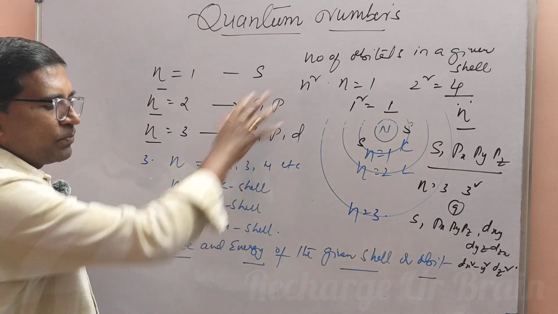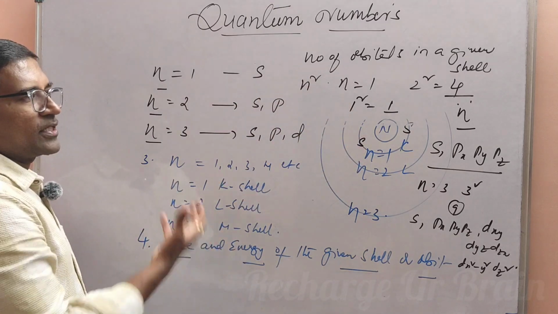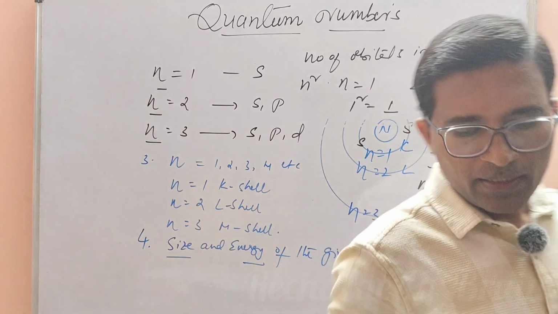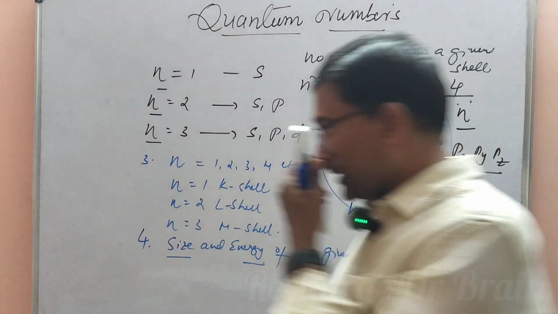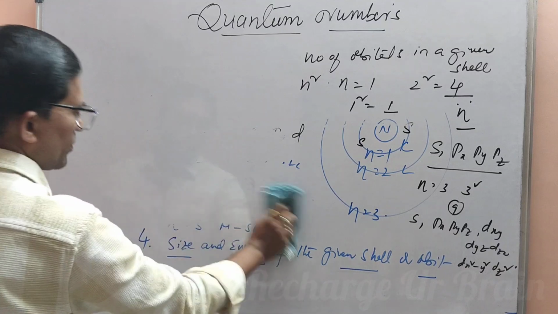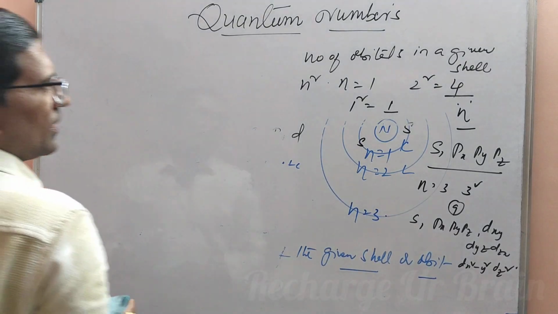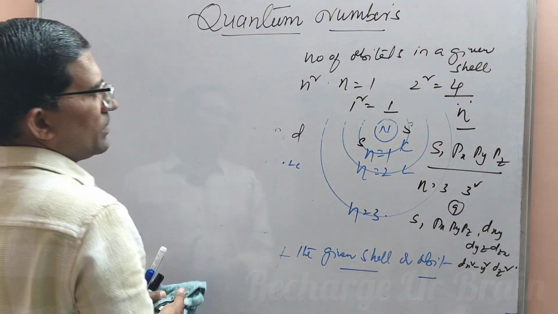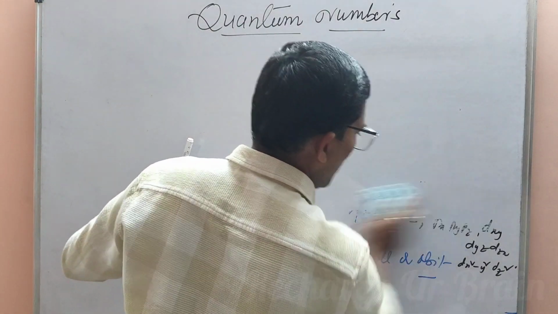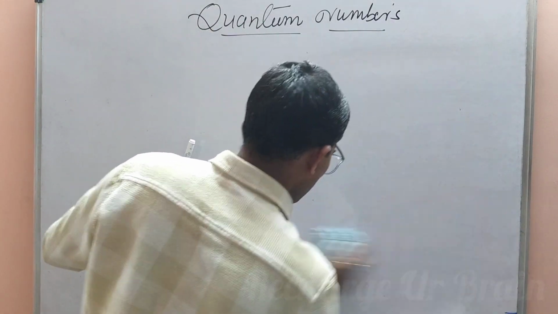I hope you all understood the explanation related to principal quantum number. I will repeat again. Next, after the principal quantum number, the next type of quantum number which we are going to discuss is the azimuthal quantum number.